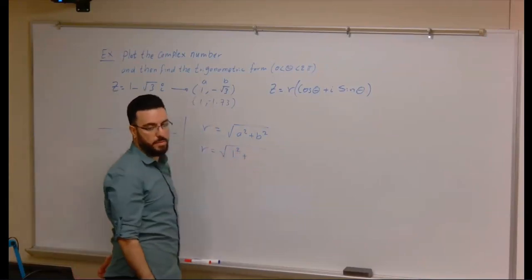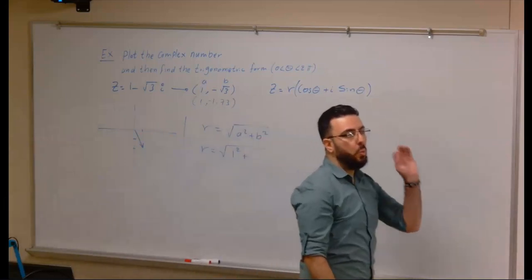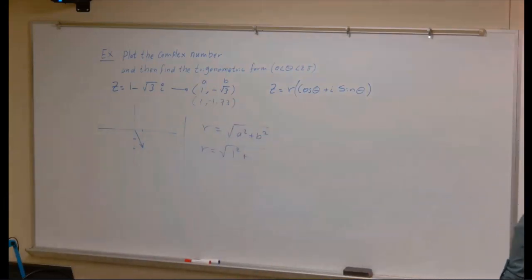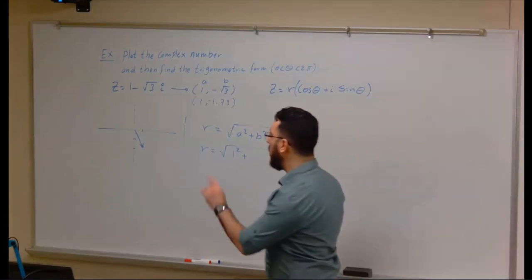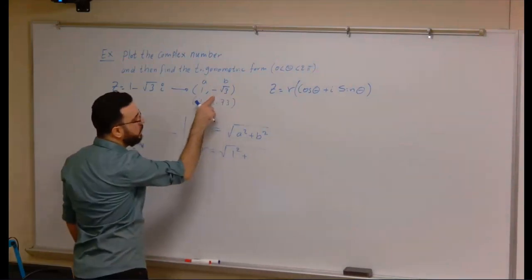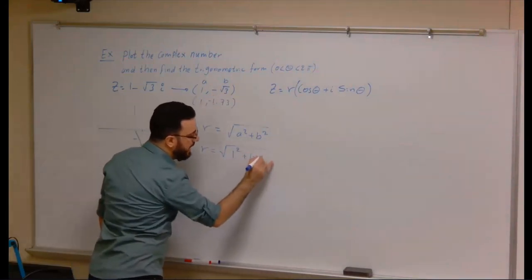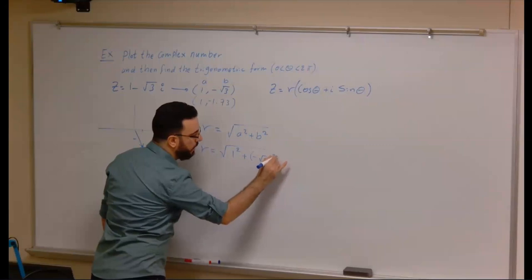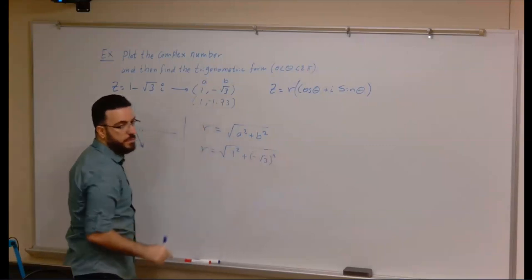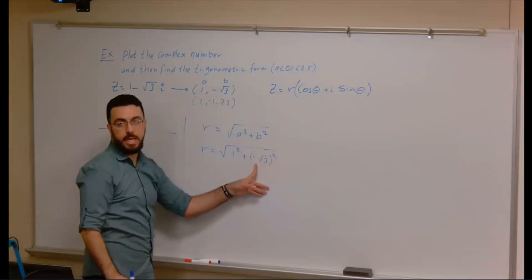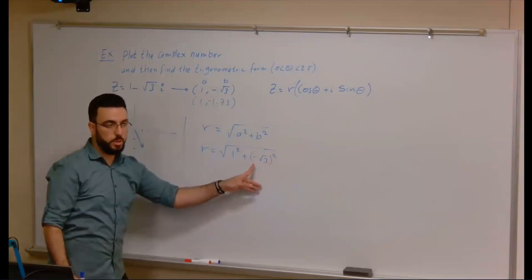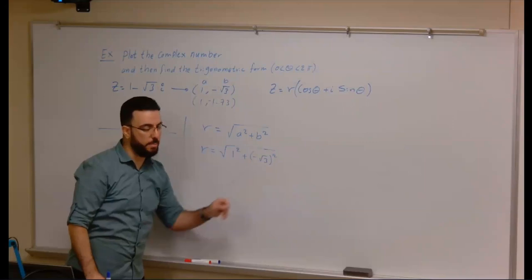And here's another thing. When you have a negative number, write down this note: put the negative number in parentheses. That's negative square root of 3, so I'm going to say negative square root of 3, squared. Put parentheses, so the square is for the negative sign too. So put parentheses when you have a negative number.